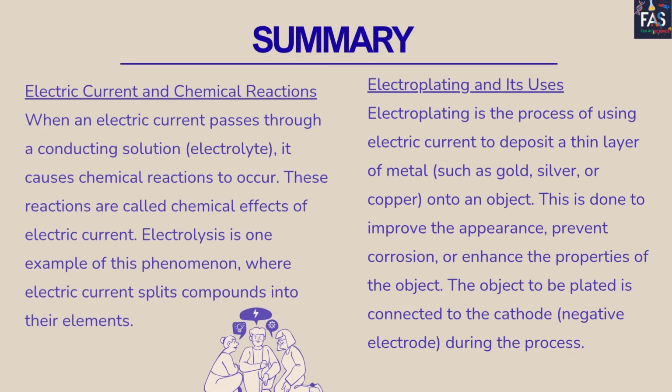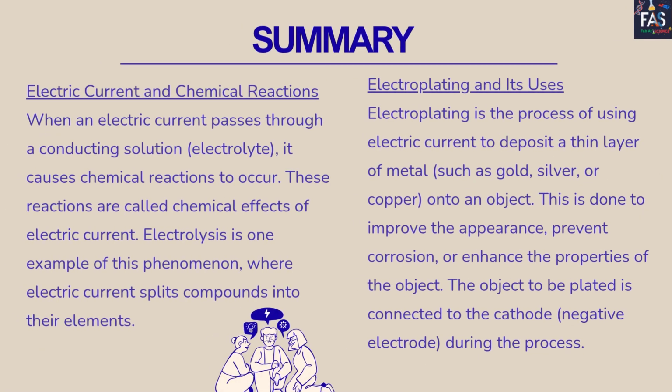Summary 1. Electric current and chemical reactions. When an electric current passes through a conducting solution which is an electrolyte, it causes chemical reactions to occur. These reactions are called chemical effects of electric current. Electrolysis is one example of this phenomenon, where electric current splits compounds into their elements.